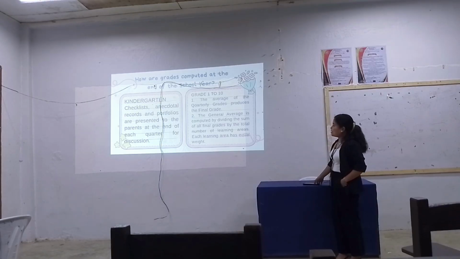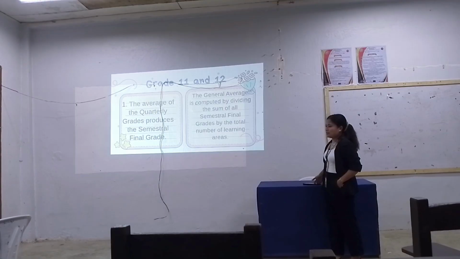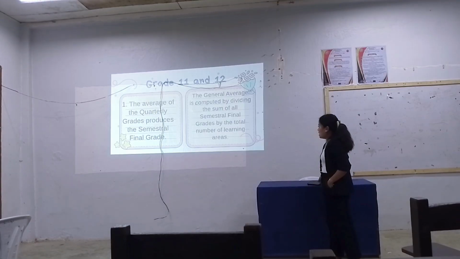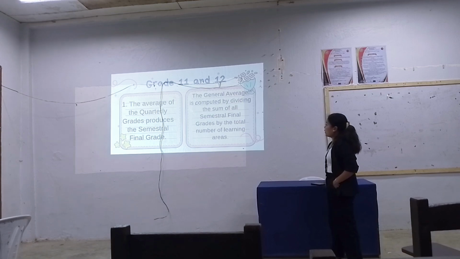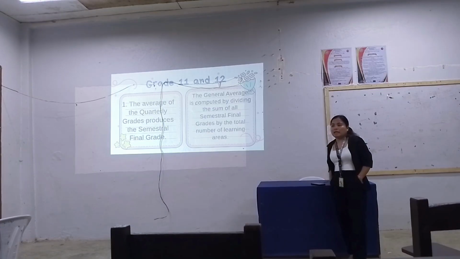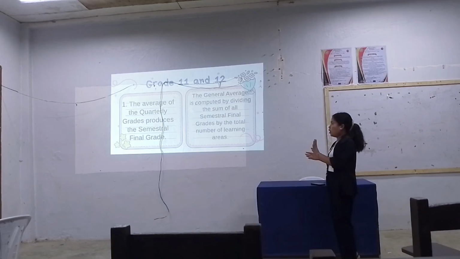And next is for grade 11 and grade 12. So the average of the quarterly grades produces semestral final grade, and the general average is computed by dividing the sum of all semestral final grades by the total number of learning areas. So in grade 1 to grade 10, upat ilahang quarterly exam, while sa grade 11 and grade 12 is by semester.